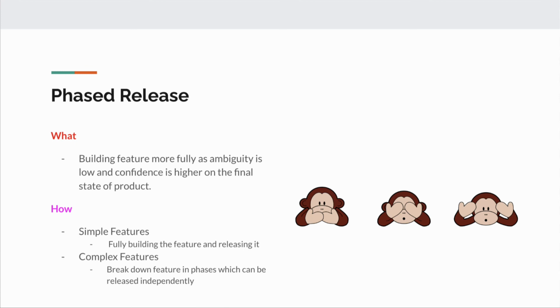Here, the phased release: build the feature more fully, as ambiguity is low and confidence is higher on the final state of the product. So here, how can you do it? For simple features, fully build the feature and release it. For complex features or top features, break the feature down into phases which can be released independently.